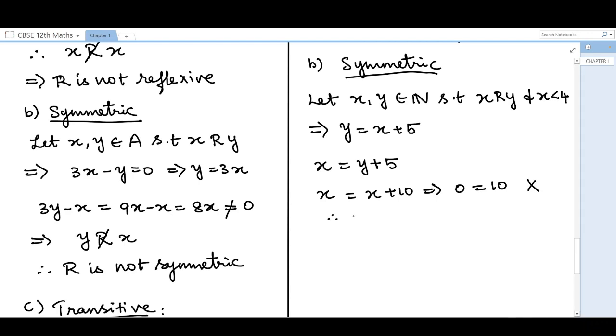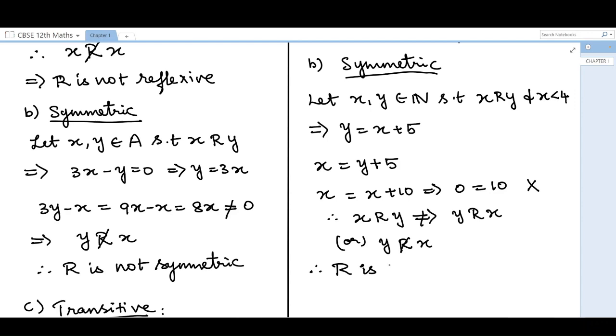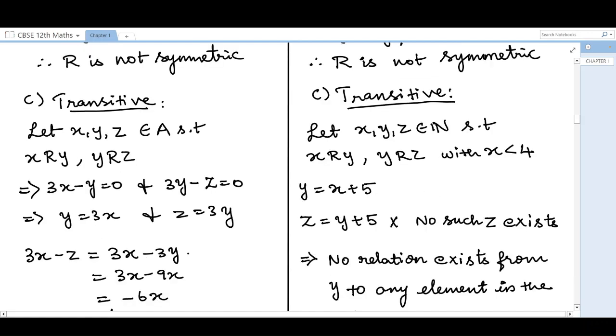Therefore, X related to Y does not imply Y related to X, or simply we can say Y is not related to X. So what we could conclude is R is not symmetric. Third one, transitive.